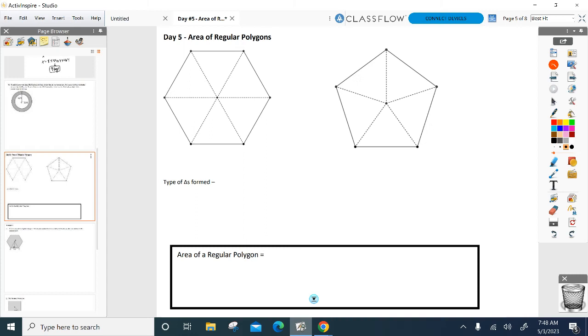All right, any figure now. How do I find the area of any figure? Doesn't matter how many sides it has or what it is. How do I find the area of any figure?